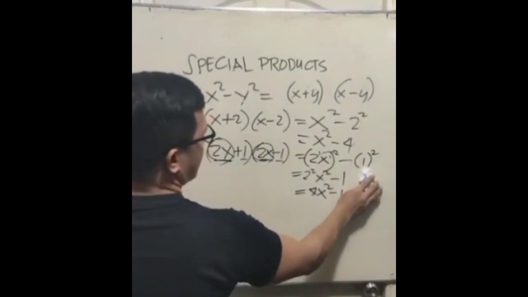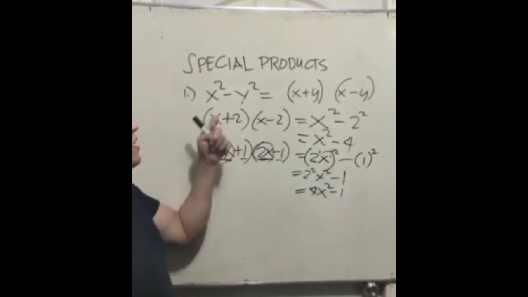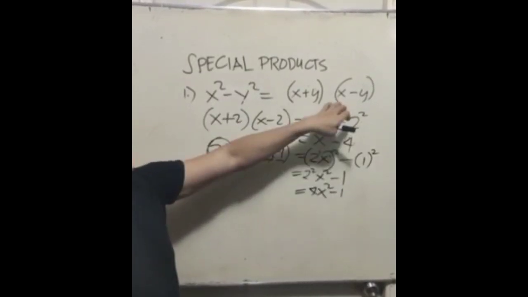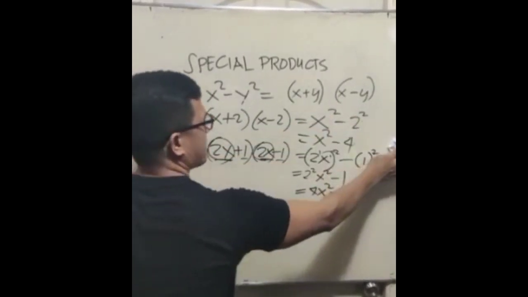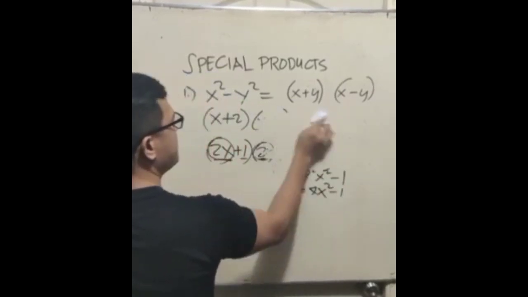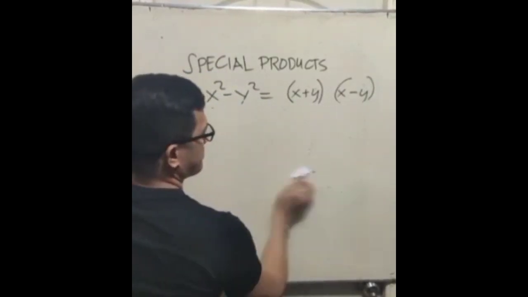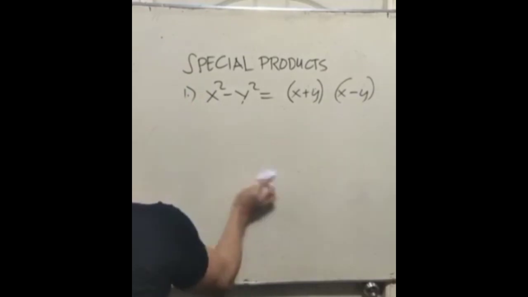Okay, next. What if the other way around? Given this one, and then you have to factor it. Okay, the opposite. Sige, isang example pa tayo dito.